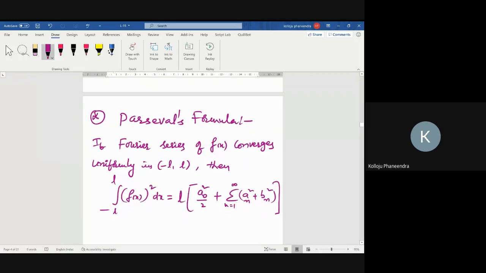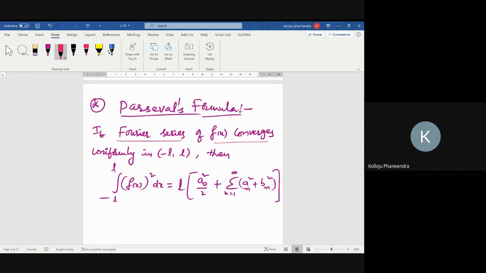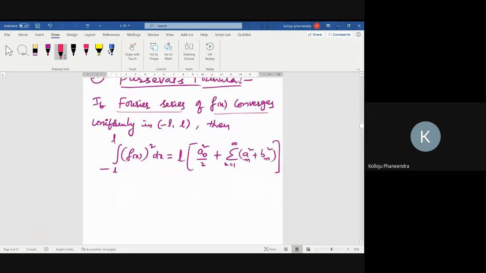This is Parseval's formula. What is the use of this Parseval's formula? Let us first see the condition. The Fourier series of f of x must converge. Convergence means it exists. You know the existence conditions of Fourier series: it is periodic, finite and unique. It possesses a finite number of maxima and minima, and a finite number of finite discontinuities. If all those conditions are satisfied in the interval minus L to L, then there is a formula.